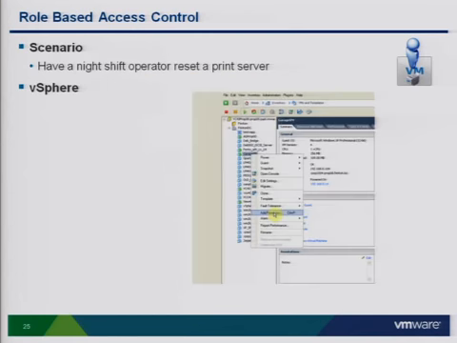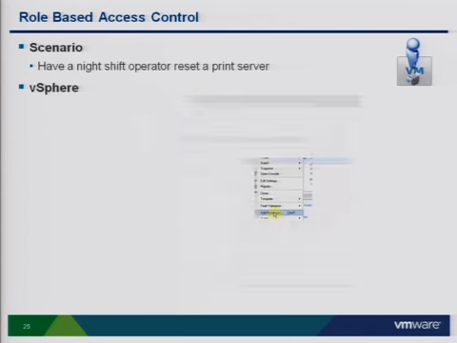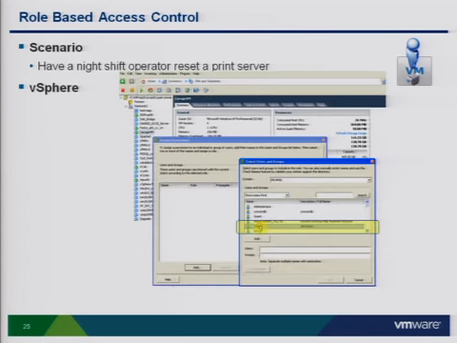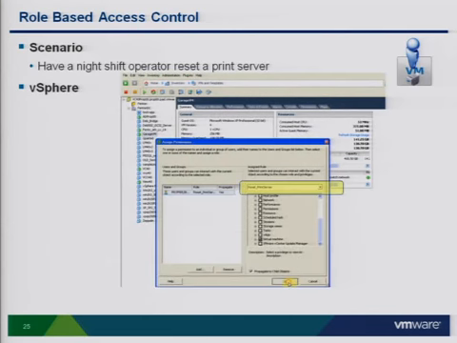So I do that, and then I go to the guest, select the guest, right-click on it, and say Add Permissions. I select his name, Joe the IT guy, and I give him the right to reset the printer. All he has the right to do on this one particular VM is reset that guest server.